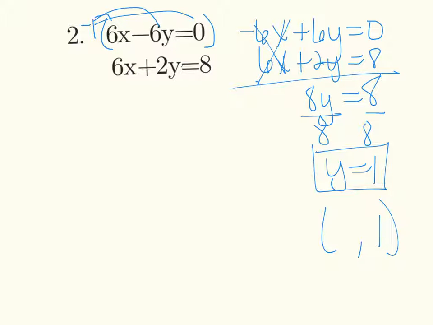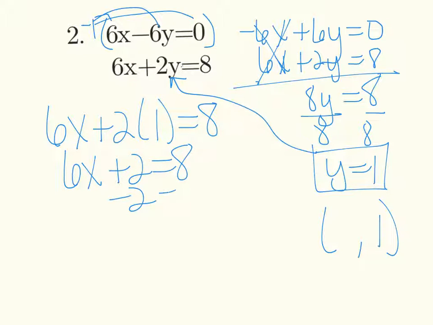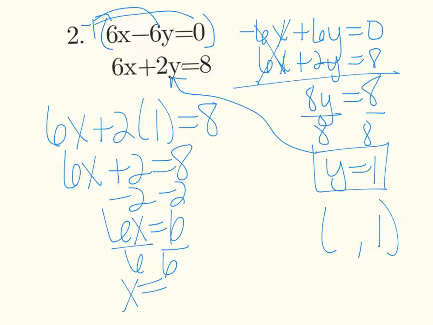Now I want to go back and find out what x is going to equal. I'm going to take this one and substitute it in. So 6x plus 2, and instead of y, I'm going to put a 1, equals 8. So we have 6x plus 2 equals 8. Subtract 2. 6x equals 6, and divide by 6, and I get x equals 1. So this is my answer. If they were to meet, again, they would meet at 1, 1.